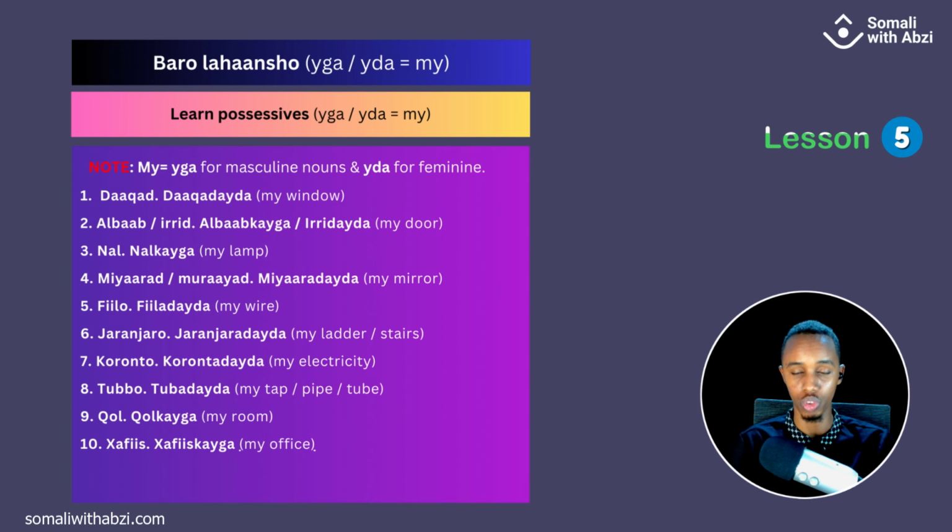So for lab or masculine nouns, add ayga. For feminine or dhadig, add ayda. But before you add, you have to add the definite article. Daqad, you cannot say daqadayda directly. You have to add first the definite article, daqada, then add, if it's feminine, ayda, daqadayda. For example, nal is a masculine noun, nalka, then add ayga, nalkayga.